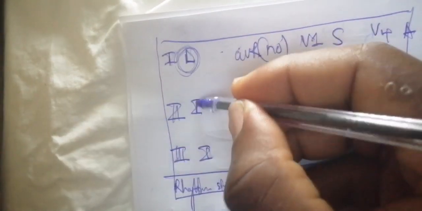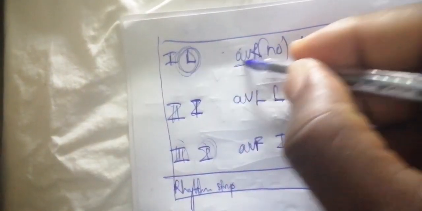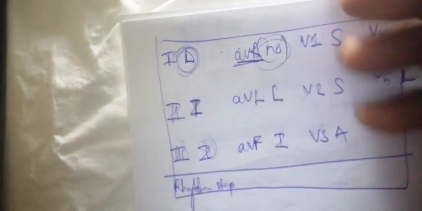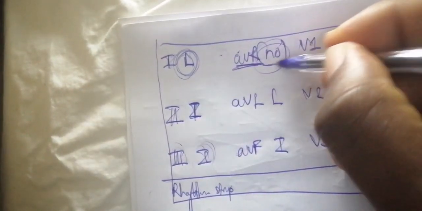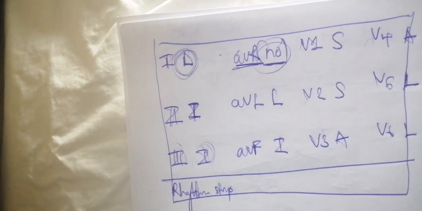Meaning what? Limb lead 1 helps to visualize more of the lateral aspect of the heart. Limb lead 2 helps to visualize more of the inferior aspect of the heart. Limb lead 3 helps to visualize more of the inferior aspect of the heart. Limb lead AVR visualizes no aspect of the heart. What limb lead AVR helps you to know is just whether the electrodes were placed well.